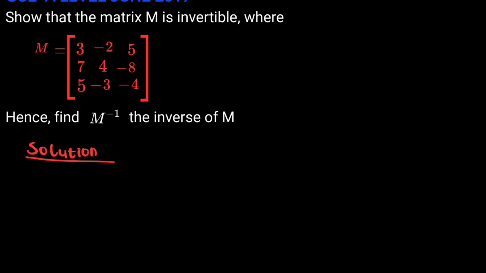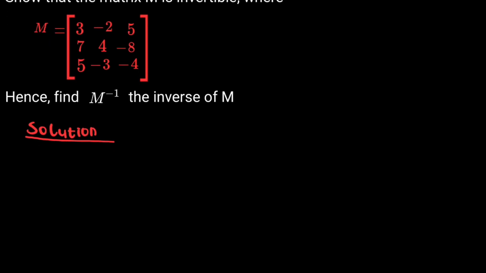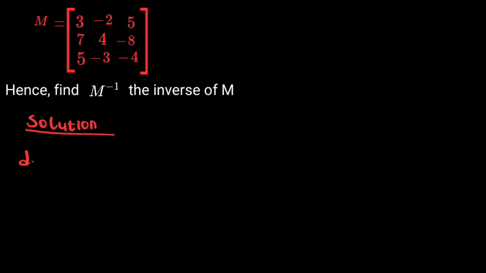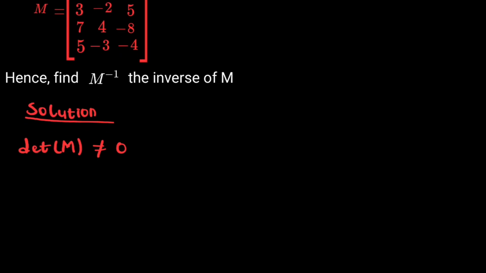So the question says we should show that the matrix is invertible. For a matrix to be invertible, the determinant of M should not be equal to 0. So in other words, the question is asking us to prove that the determinant is not equal to 0. So we should show that the determinant of the matrix M is not equal to 0.